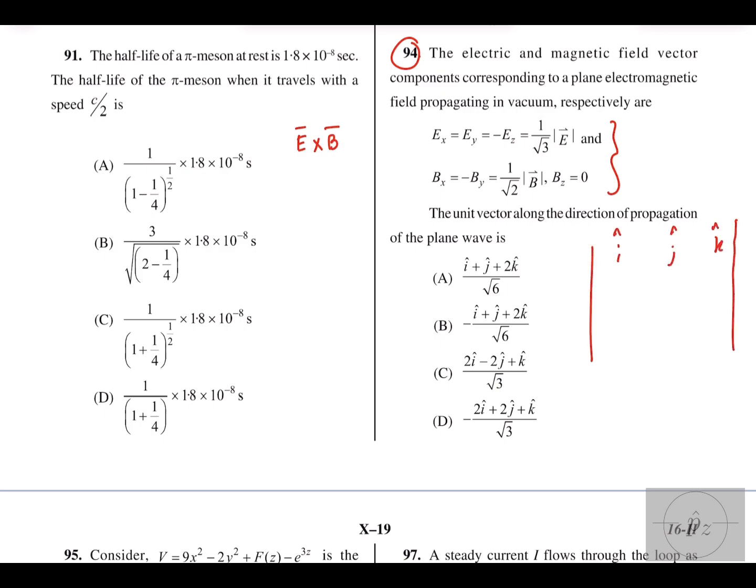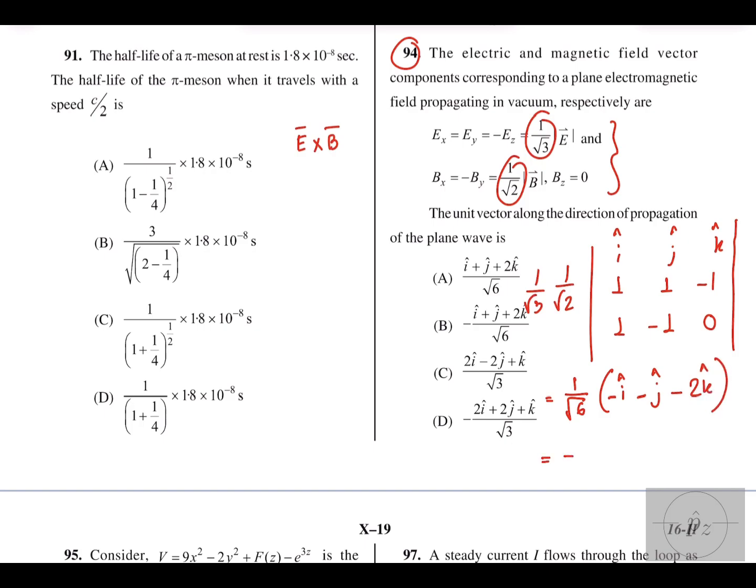We calculate the cross product, and this 1 by square root of 3 and 1 by square root of 2 factors can be taken outside. So let us put the vectors. So this is 1, 1, minus 1 and 1, rather, minus 1, 0. If you calculate this cross product, it would be square root of 6 times minus i minus j minus 2k. So this is equal to i plus j plus 2k. So option B is the correct answer.